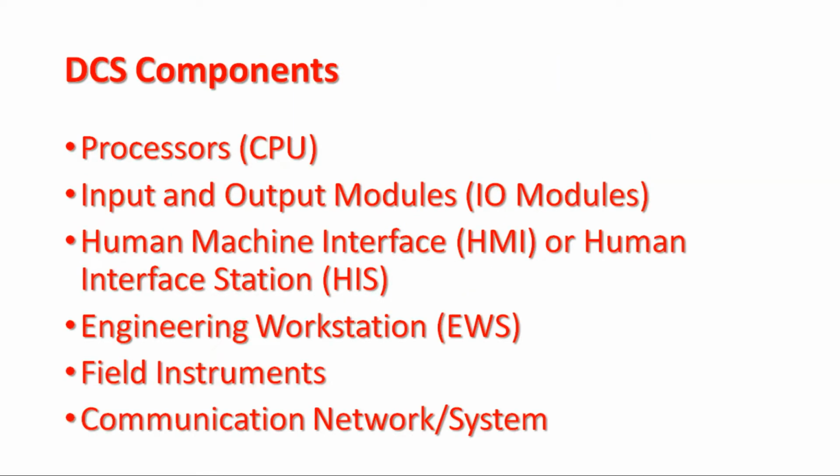So, DCS has 6 main components. Number 1 is the processors or the CPU. Second is the input and output modules. Third is the human-machine interface or human interface station. Number 4 is the engineering workstation. Number 5 is the field instruments, and last is the communication network or system.